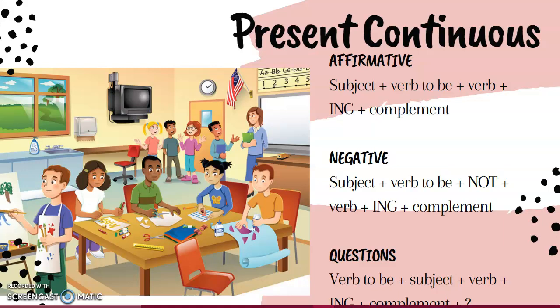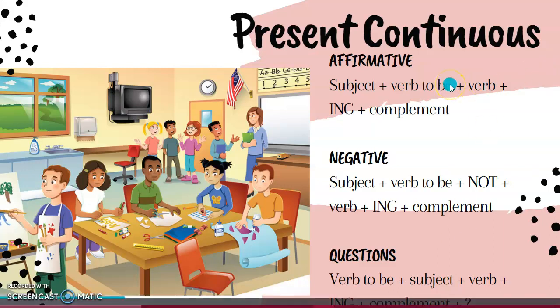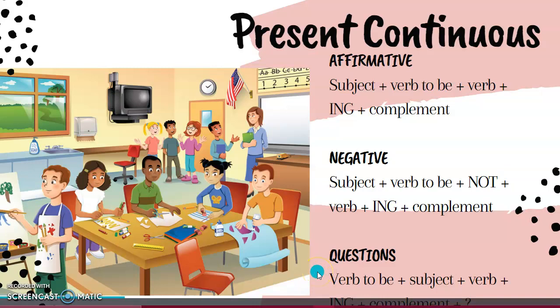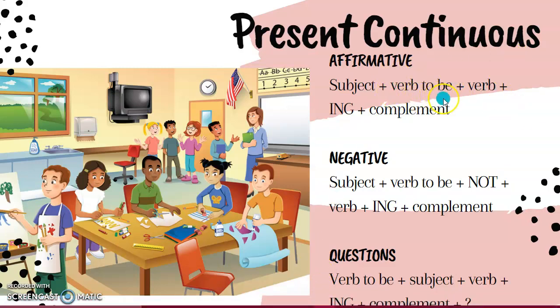So to start, I am going to show you the structure in the affirmative or positive sentences, the negative and the interrogative sentences. Remember that the auxiliary verb in the present continuous is the verb to be, and also that we have to add another verb, but it has to be with ing in order to become a present continuous. So we finish the sentences with the complement, and it happens the same with the negative form.